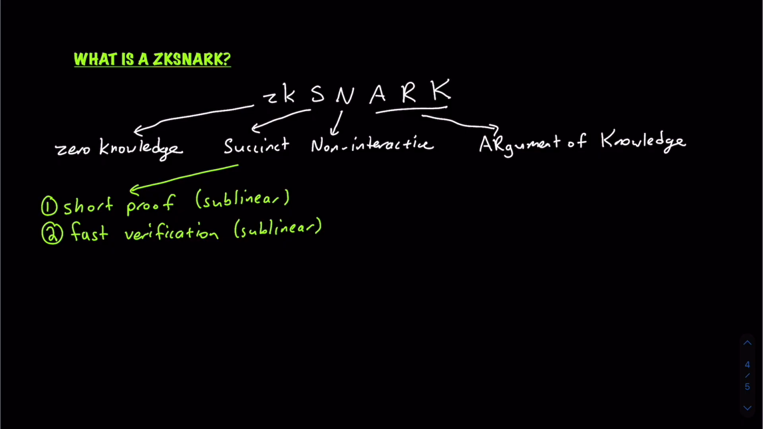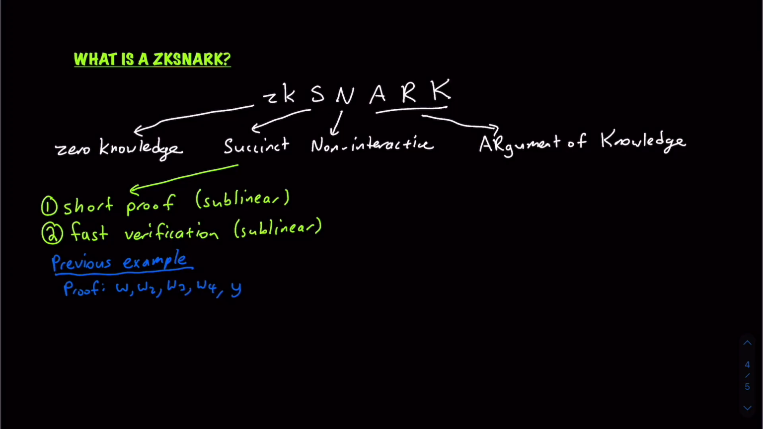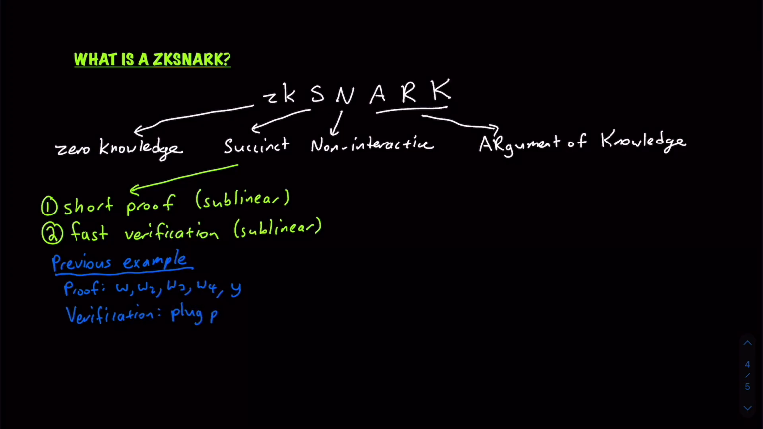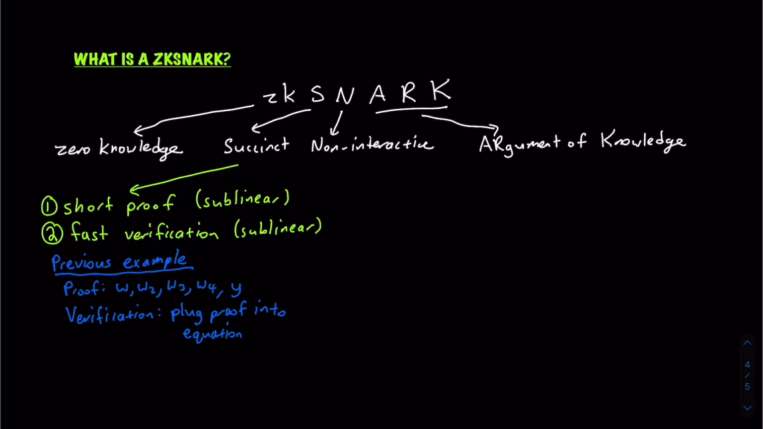Let's look at our previous example, the equation w squared minus 4w plus y equals 0. We designed a proof system where the proof was just all the values w, w2, w3, w4, y. And the verification algorithm was just to plug all these values into the equations and check them. This system is not succinct.